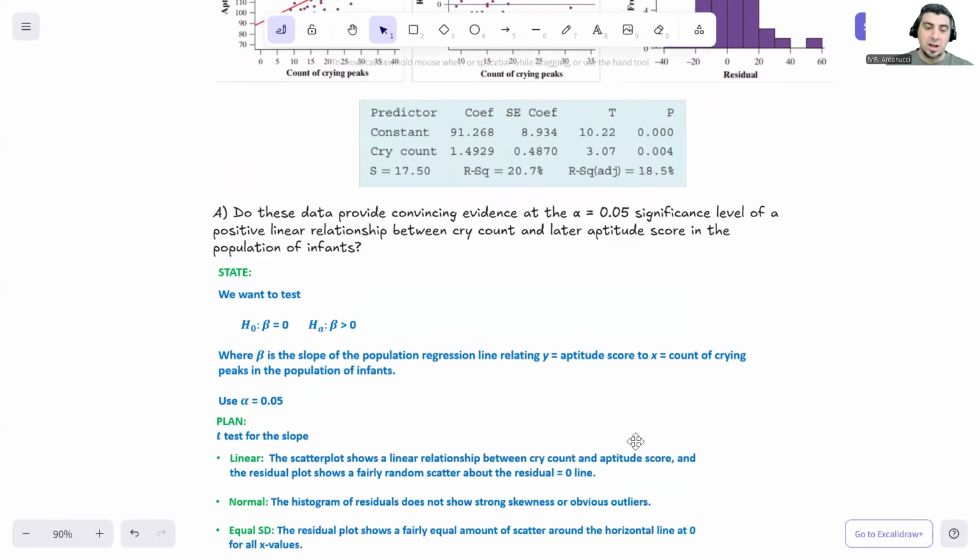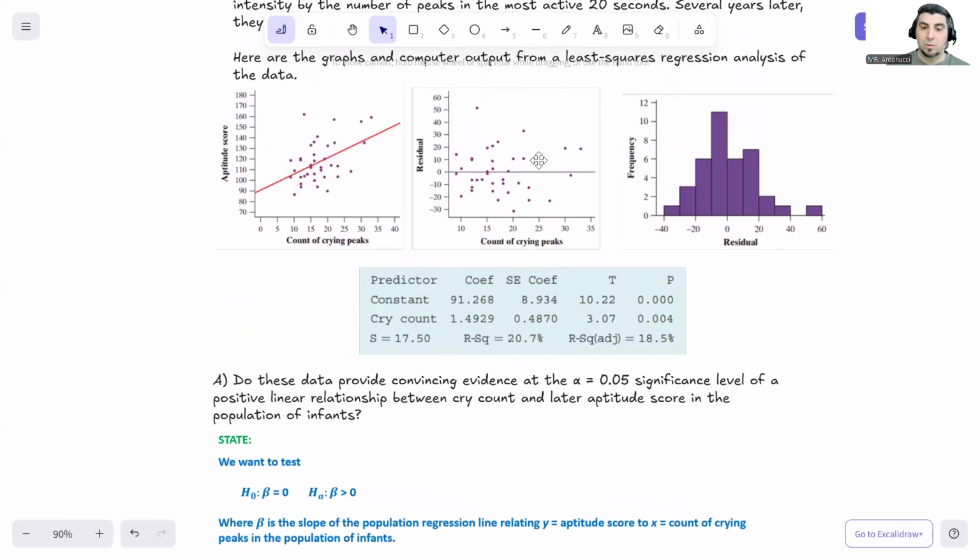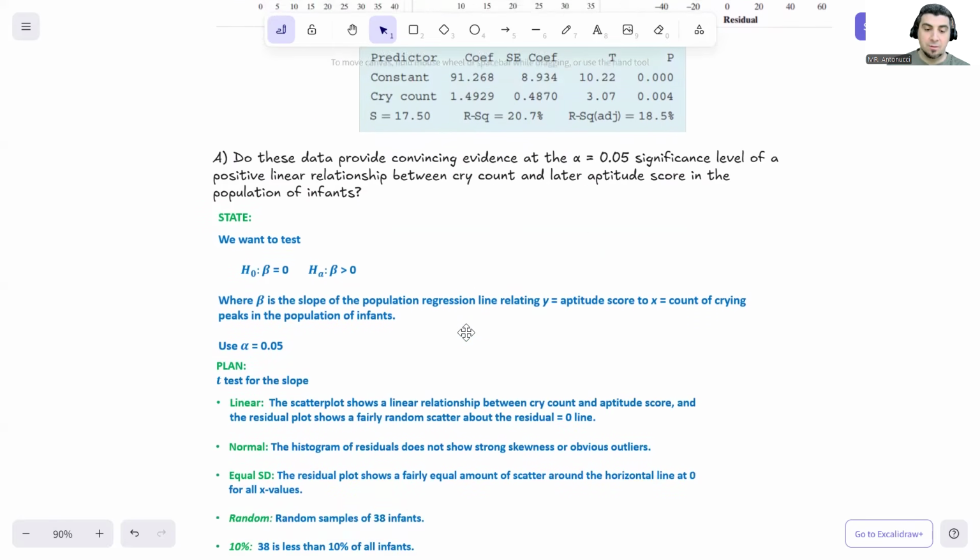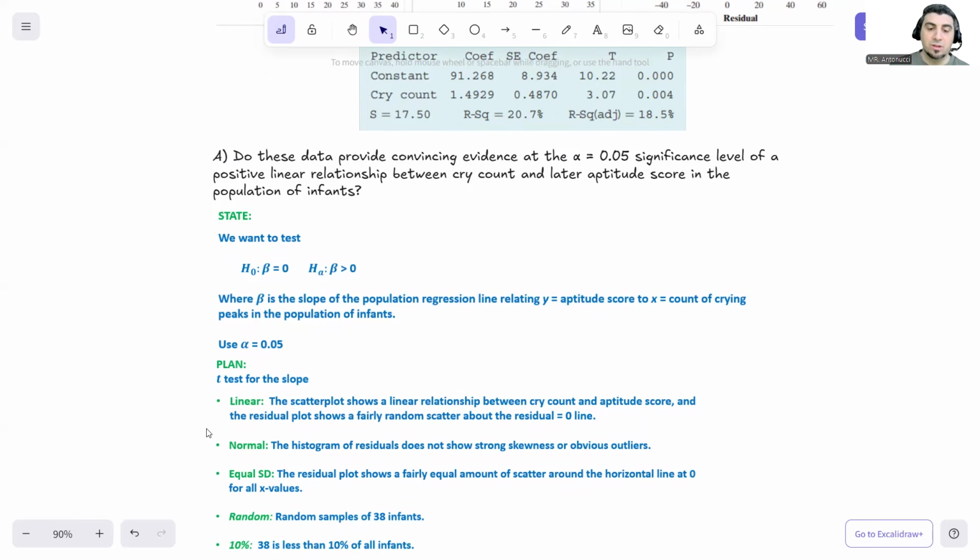If we look at the equal SD condition, the residual plot shows a fairly equal amount of scatter around the horizontal line at 0 for all x values. So right here. And then for random, it says it was a random sample of 38 infants, and for the 10% condition, since it was random sampling, 38 is less than 10% of all infants. Again, when you check the conditions, you have to spell it out like this. You can't just write each condition down and then put a check mark.